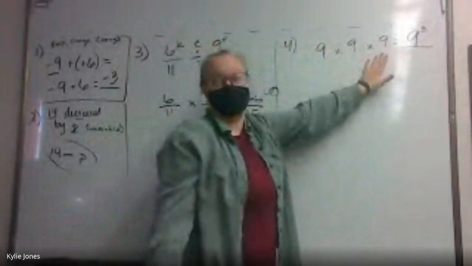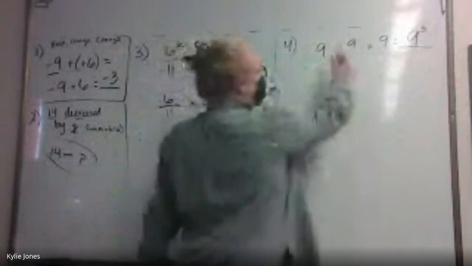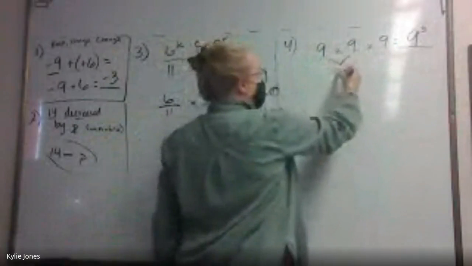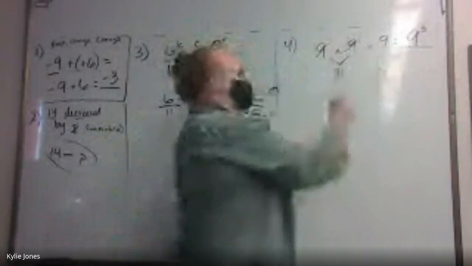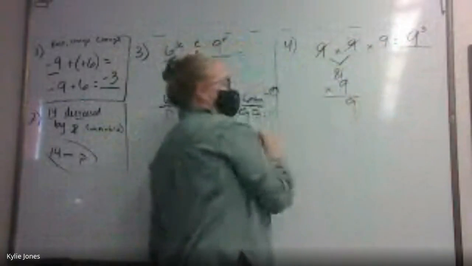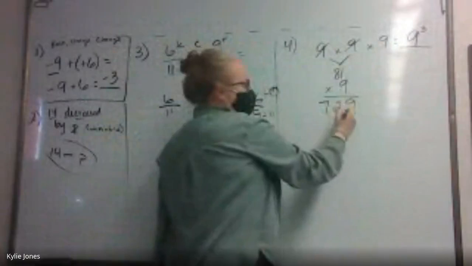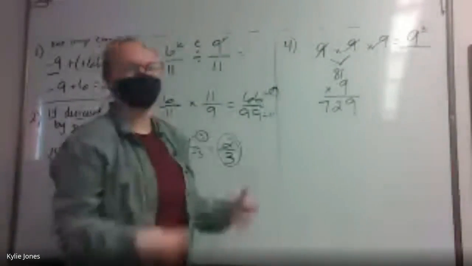Just multiply. Start with 9 times 9. What is 9 times 9? 81. We did those two. Now we need to multiply by our last 9. 1 times 9 is 9. What's 9 times 8? 72. So 729 is what it would be if you solved it all the way out.